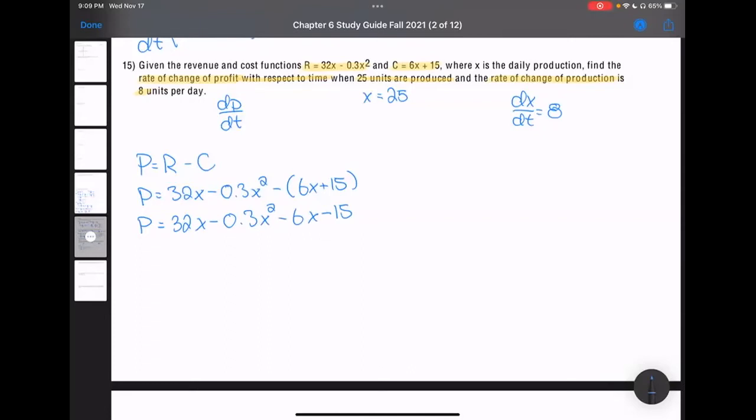Okay, simplify that a bit more. We have 32 minus 6 is 26x minus 0.3x squared minus 15. Still haven't done anything yet, just simplifying down our function. Okay, so now we know that we need to find dP/dt. So step 1 is setting up our function. Step 2 now is to find the derivative with respect to time of the entire function.